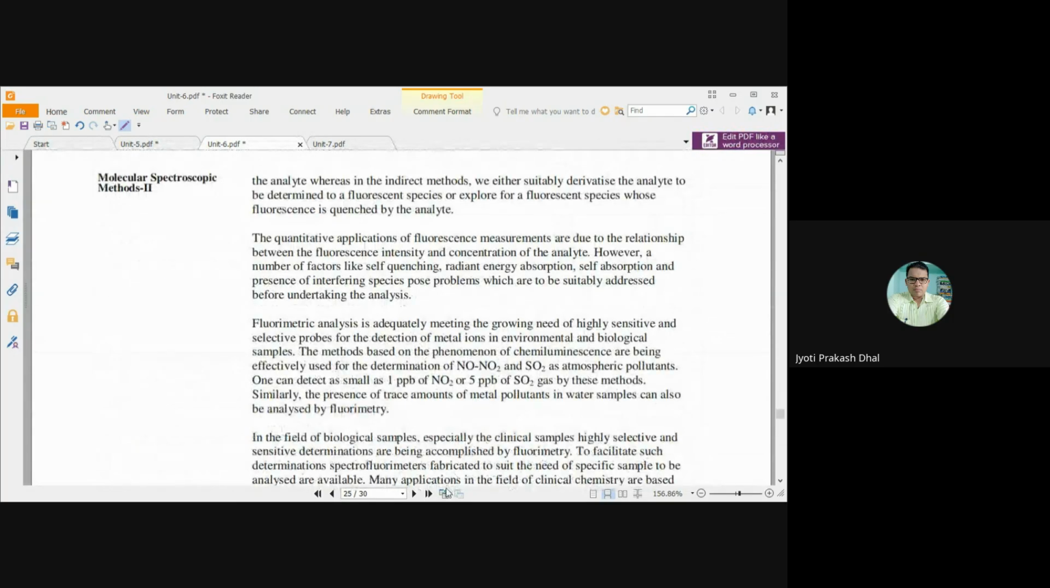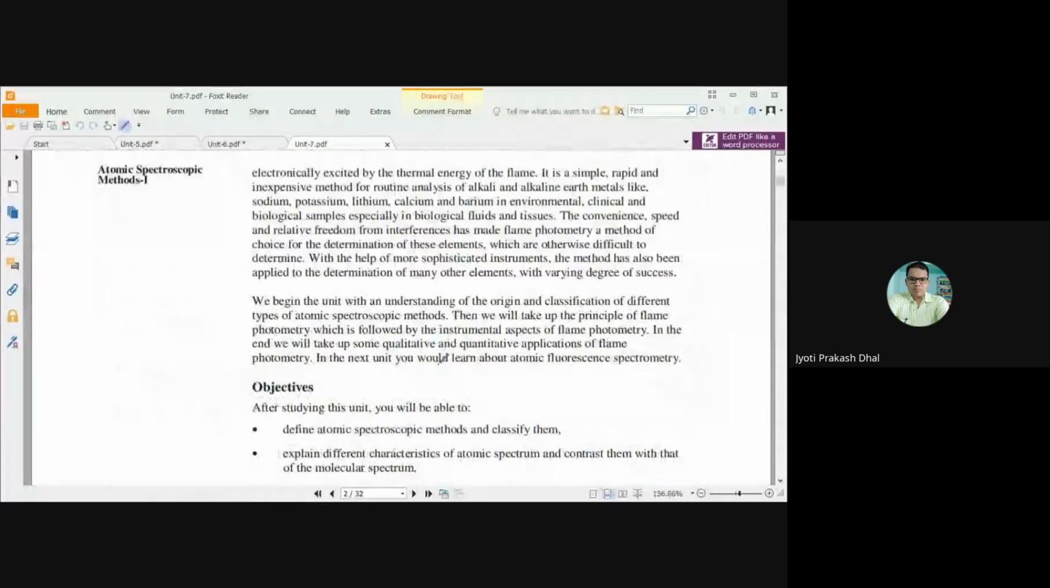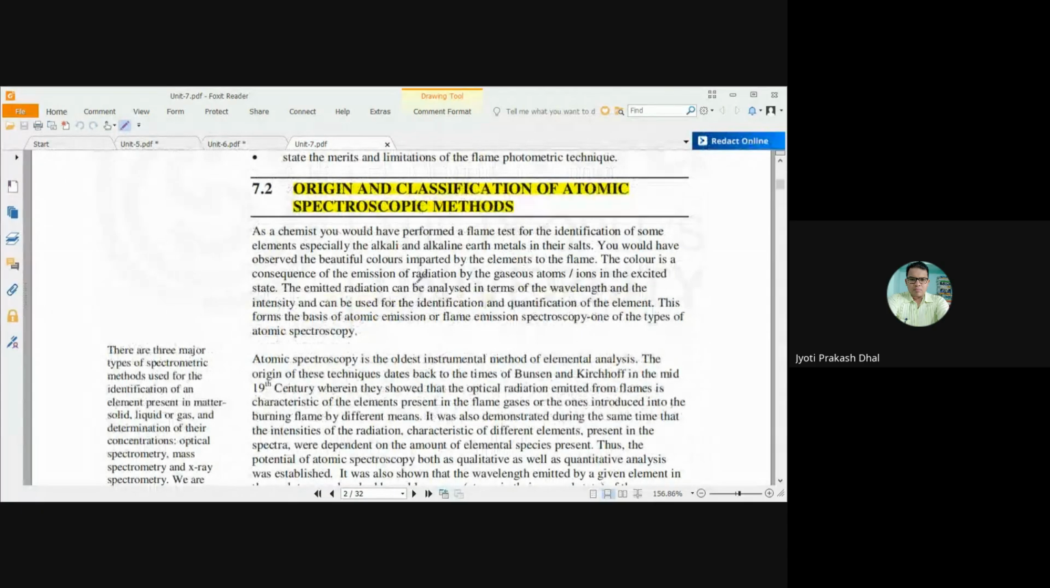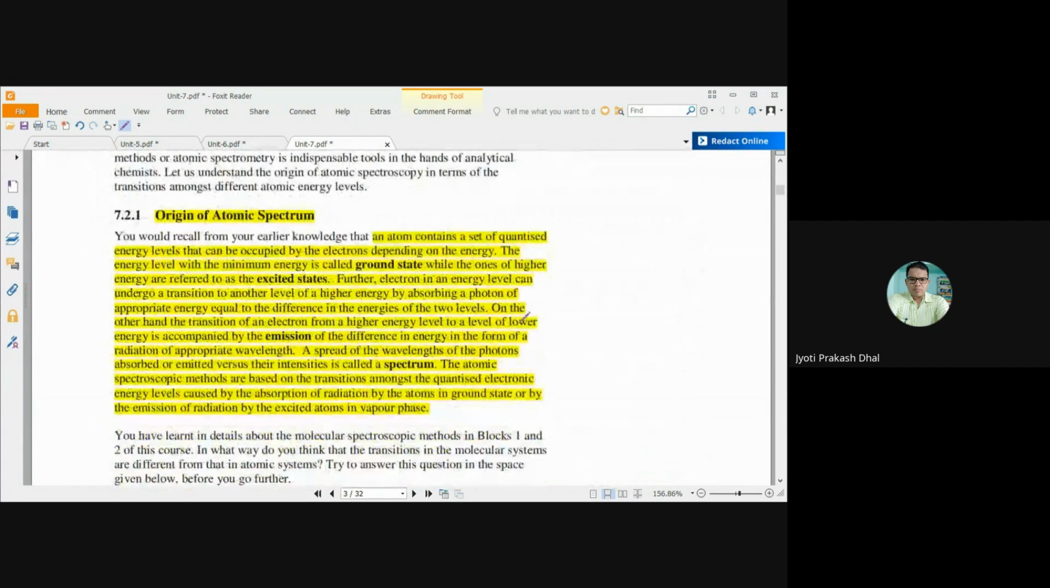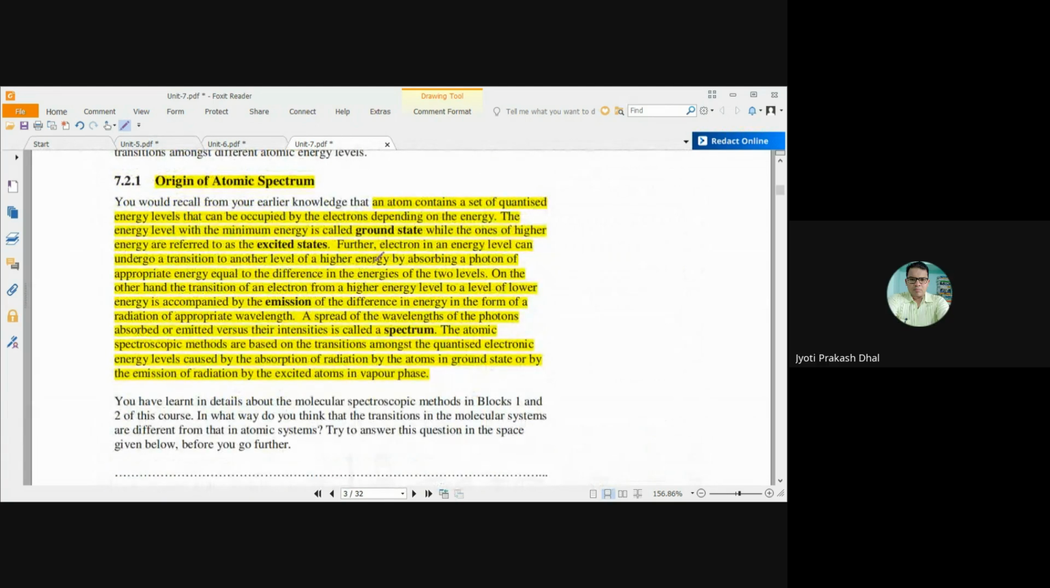So now we will discuss the next chapter. The next chapter is flame photometry. First is the origin and classification of atomic spectroscopic methods. Flame photometry is completely associated with atomic spectroscopy. So first is the origin of the atomic spectrum.